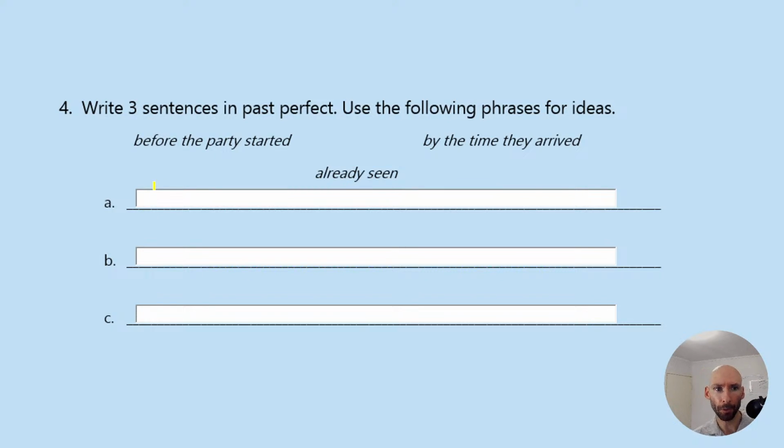Okay, I am going to start my first sentence by trying to use the phrase before the party started. I'm going to say that she drove to the shops. Now, drove is the past form of drive. I'll need the past participle, which is driven. So I'm going to say she had driven to the shops before the party started. She had driven to the shops before the party started.